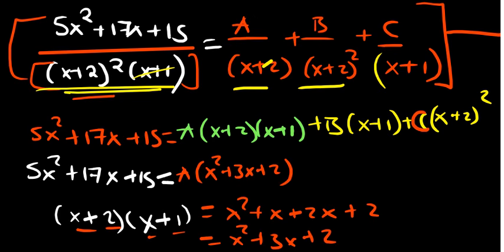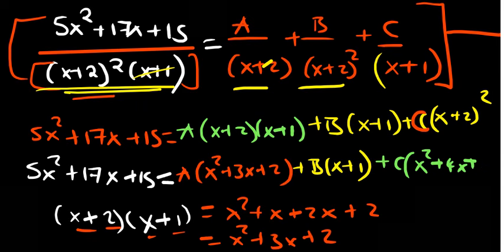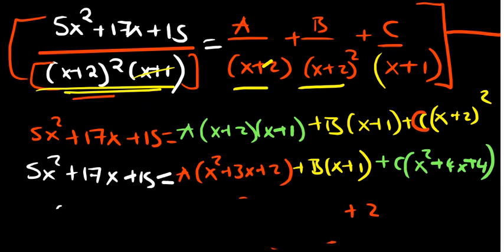For our b, we can't expand it beyond that, so that's x plus 1. Then for our c, when you expand that using the same procedure, you will have x squared plus 4x plus 4. So we've expanded that.